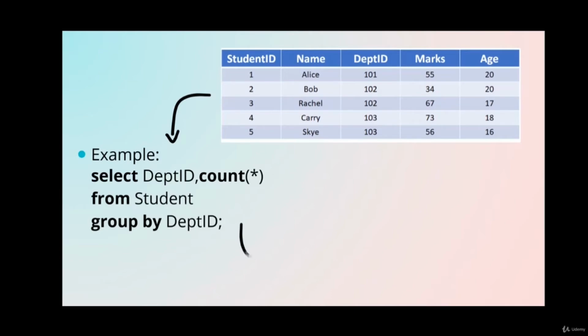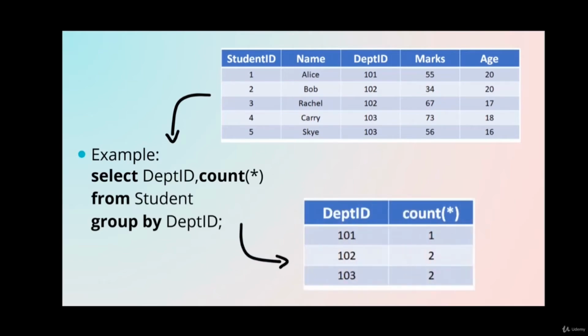So in the output, you can see there are two columns. First is the department ID column, since we have grouped by department ID. And then in the count star column, you can see how many students belong to each department. So in this case, there is one student who belongs to department 101, two students belong to department 102, and two students belong to department 103.